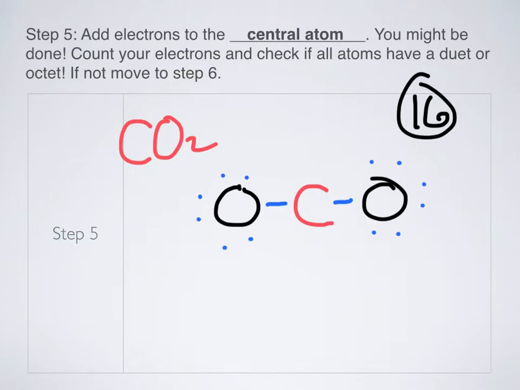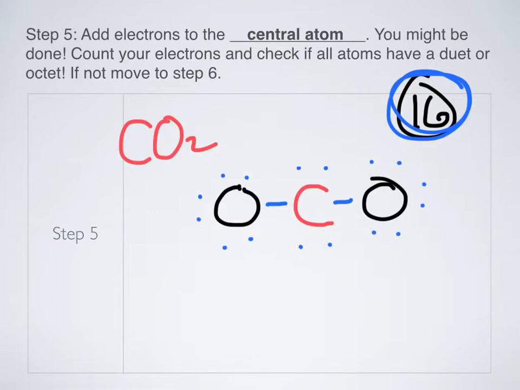All right, so step 5, add electrons to the central atom. You might be done. Count your electrons. Here's the thing. If I start adding more dots, and don't start drawing this, by the way, because I'm doing this incorrectly, but let's say I start adding dots like this, and then I'd say, wait, now everything has 8. I'm done. If you count your electrons, though, I now have 20 electrons in my picture, and I'm limited. I can't have any more than 16.